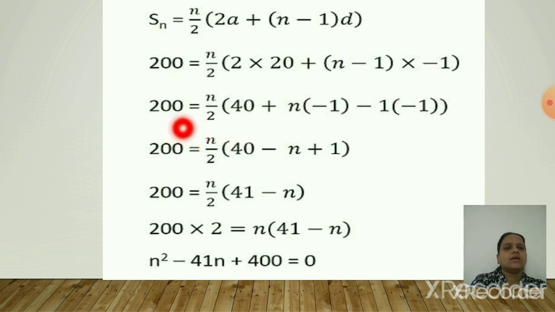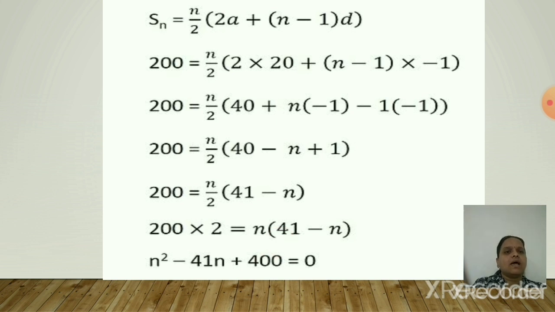So 200 equals n by 2. 2 into 20 will become 40. Minus 1 multiplied into the bracket: n into minus 1, and minus 1 into minus 1. So what will it become? 40. n into minus 1 is minus n. Minus 1 into minus 1 is plus 1. So 40 plus 1 will become 41 minus n. And if I shift the 2 to the left-hand side, it will become 200 into 2 equal to n into 41 minus n.